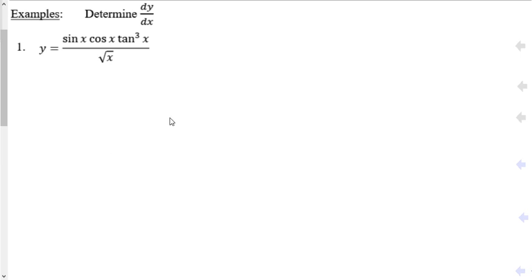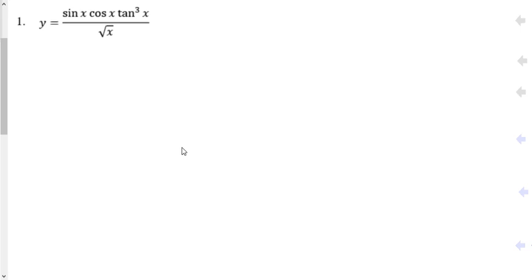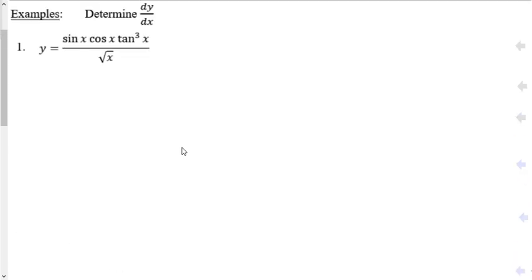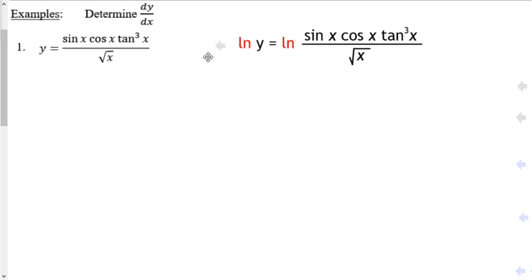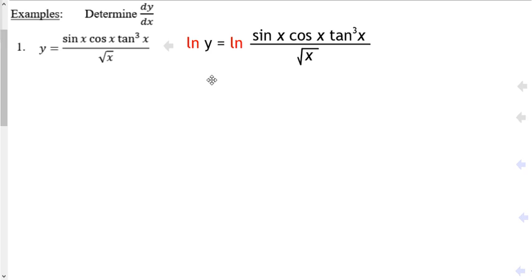Now for this one, you'll want to be conservative with the space that you have, so try to write small. I think I didn't leave enough space in the notes, but here we go. Step 1 is take the natural logarithm of both sides. So I have the logarithm of the left side, ln y, and the natural logarithm of that entire rational function on the right-hand side.